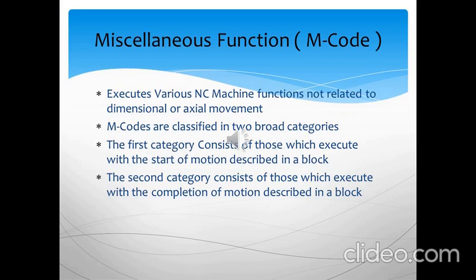Miscellaneous function or M code. It executes various NC machine functions not related to dimensional or axial movement. M codes are classified into two broad categories. The first category consists of those which execute with the start of motion described in a block. The second category consists of those which execute with the completion of motion described in a block.